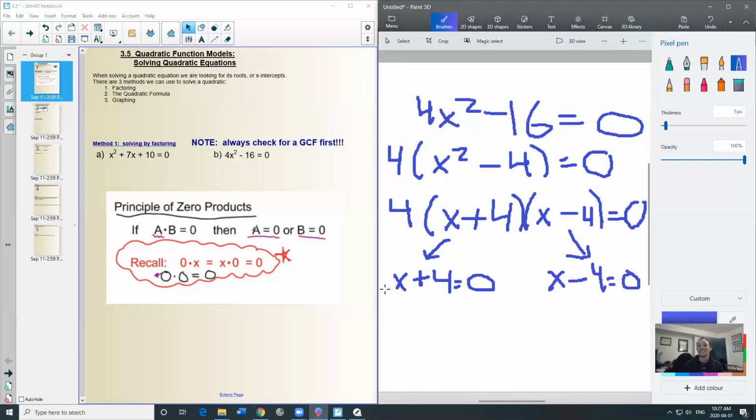In order to get the x by itself, take the positive 4 and bring it onto the other side. When you bring it over, you would end up with x equals negative 4. When you solve the x minus 4, when you bring the negative 4 onto the other side, it would become a positive 4. So these down here are your two solutions to this quadratic equation. All right, so that is our first method using factoring. The second method we're going to look at is our quadratic formula, and then we will look at graphing.